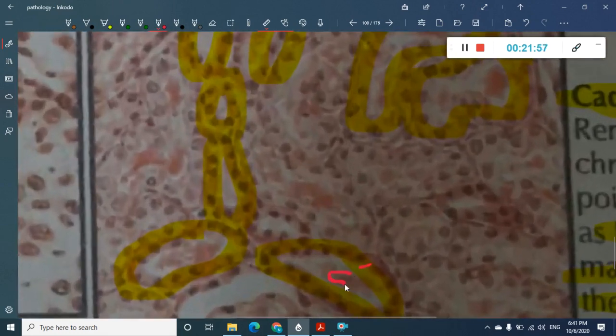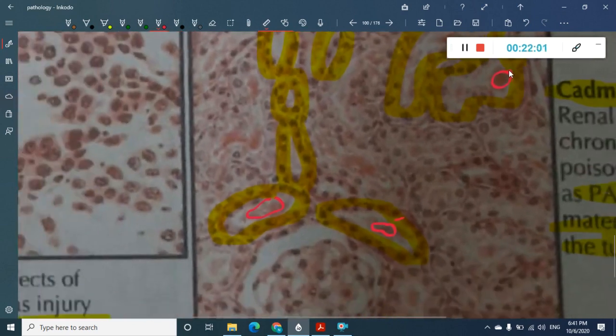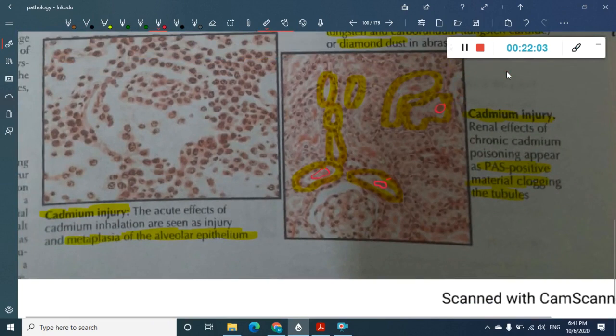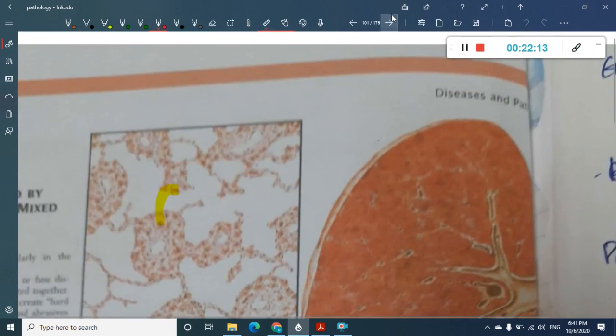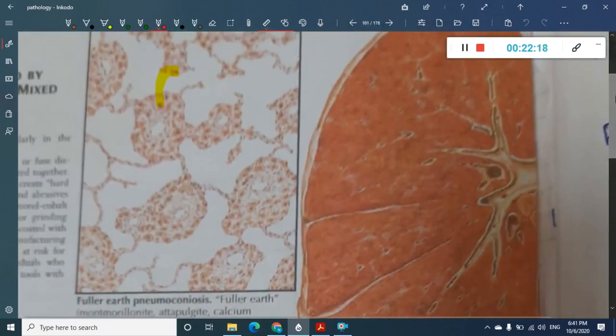You'll see something which is present in these alveoli, pink colored, right? So these clogged metal-type things present in the alveoli, with this alveolar metaplasia which occurs, is most specific of cadmium injury. Then after cadmium injury, we also have other injuries, like this is Fuller's earth pneumoconiosis.